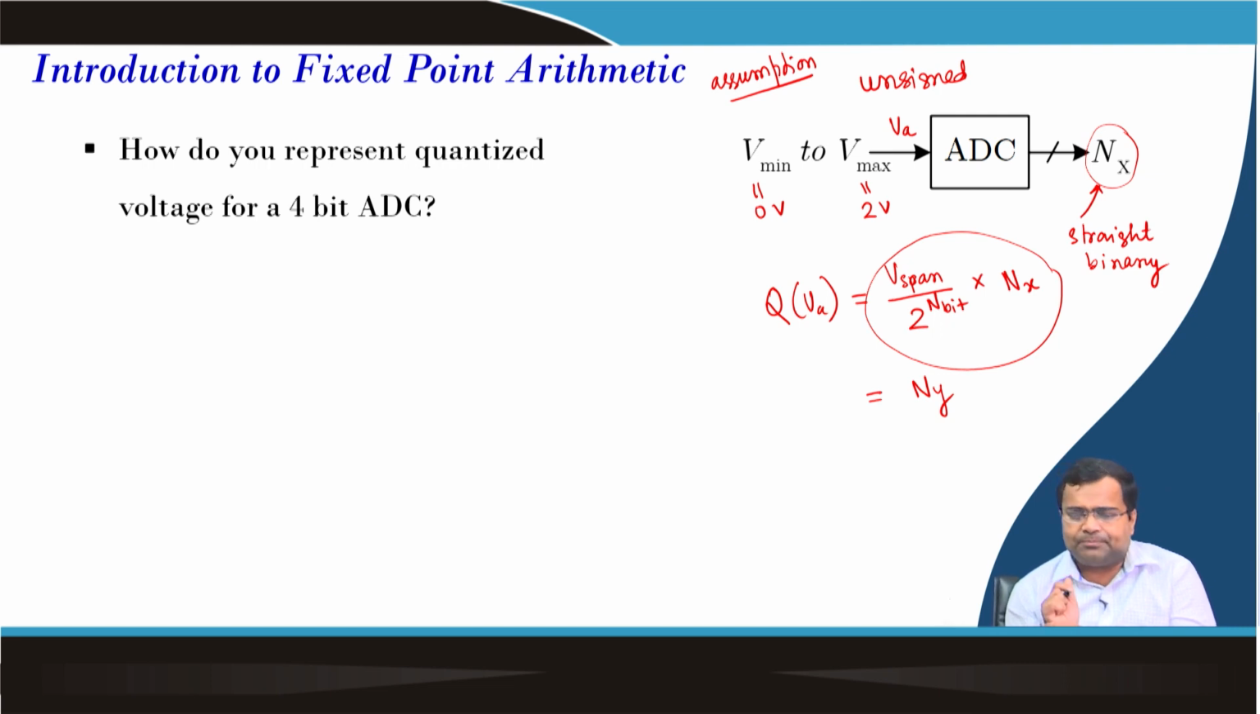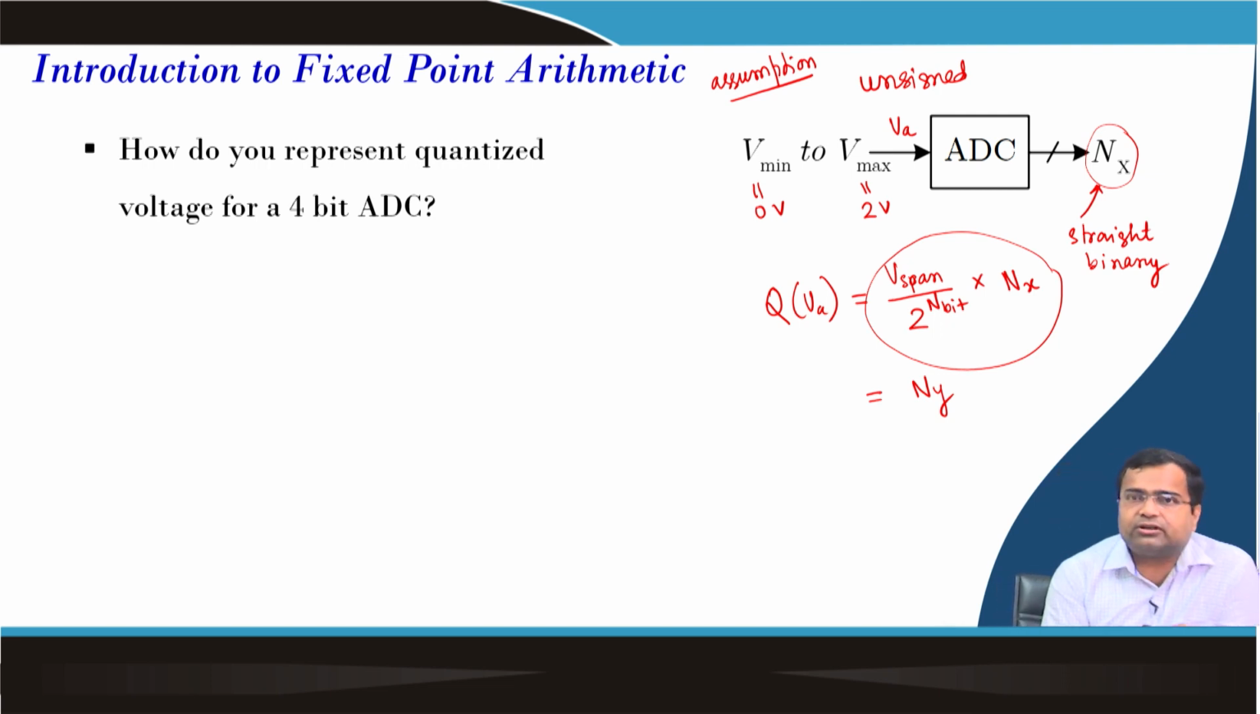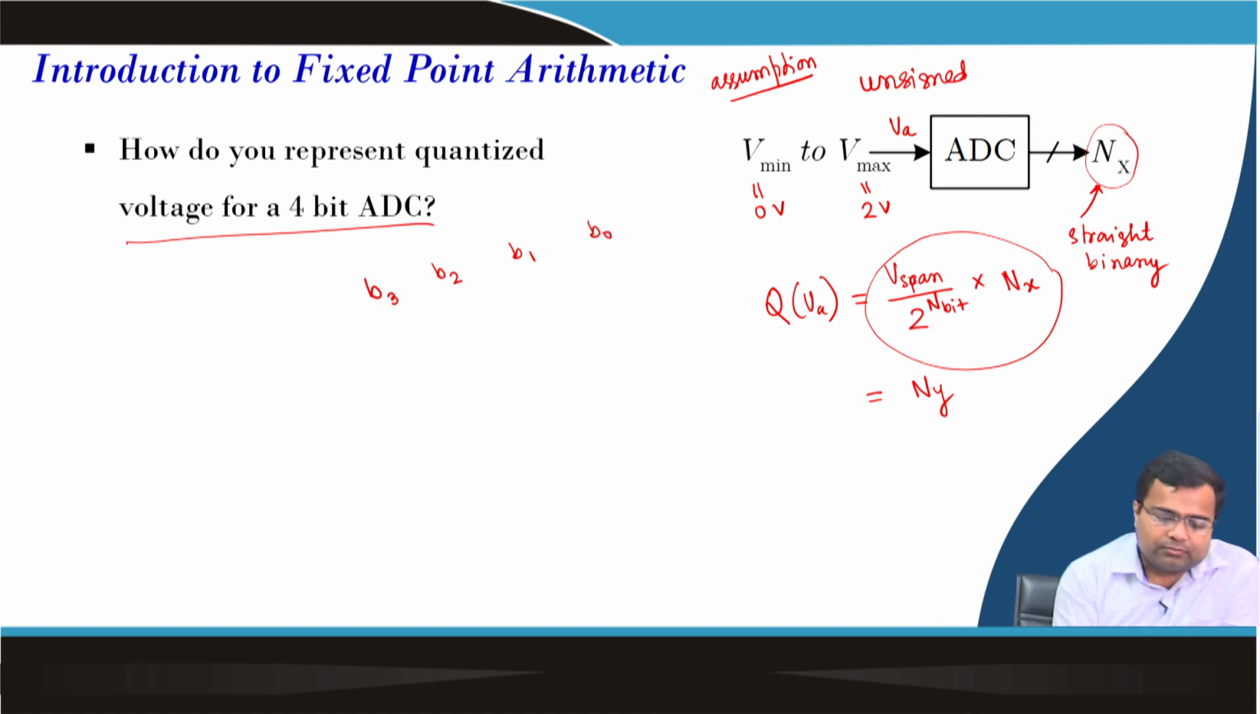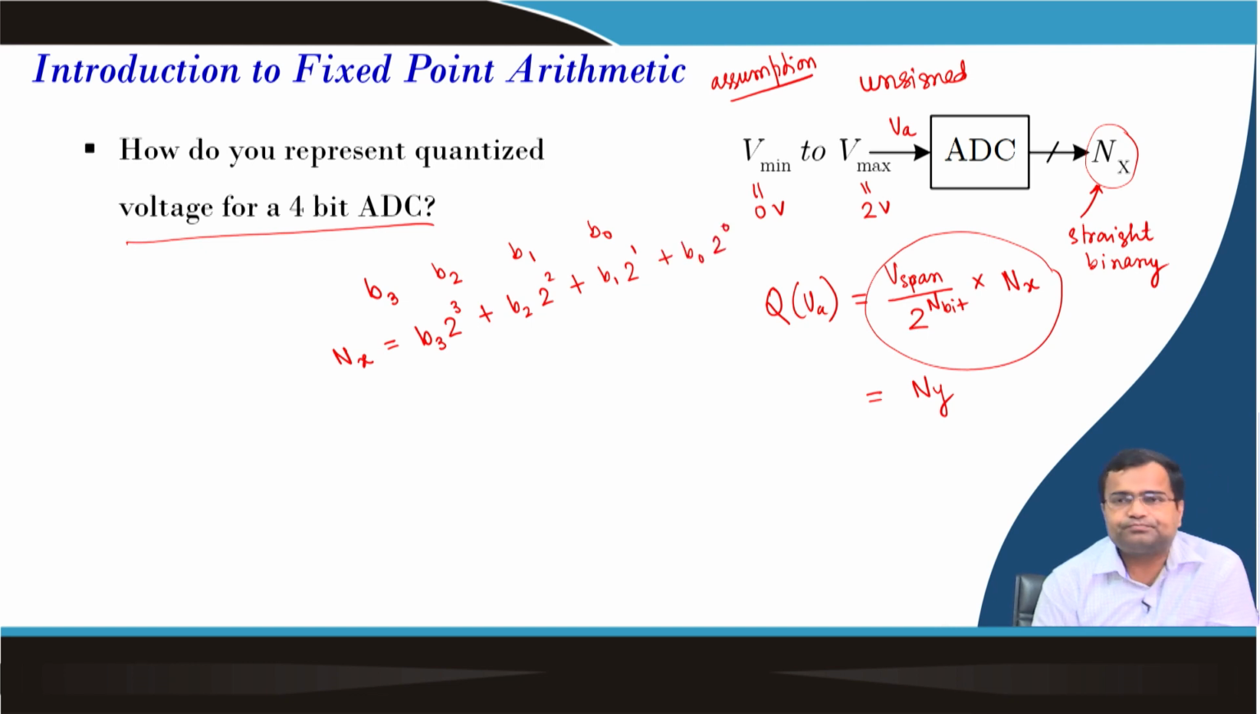That means how is it possible? So, let us say what was our nx? Our nx is a 4-bit number. This 4-bit number varies between B3, B2, B1, B0. And then what is nx? Nx is basically B3 into 2 to the power 3 plus B2 into 2 to the power 2 plus B1 into 2 to the power 1 plus B0 into 2 to the power 0.